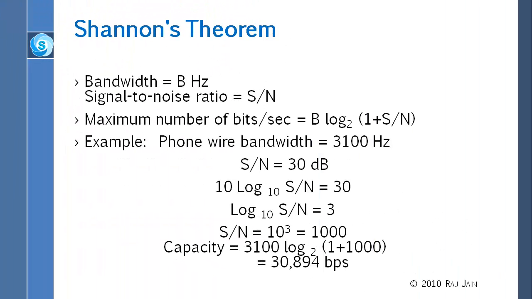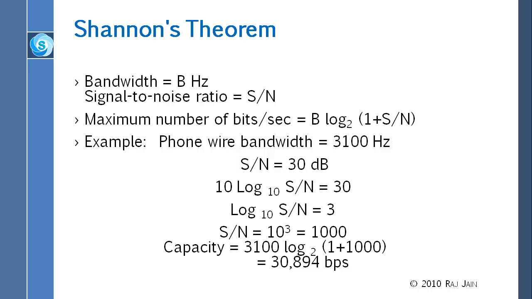Alright, the next theorem we have to teach you is Shannon's theorem, and Shannon, basically a professor at MIT, came up with the idea: what happens if you have noise? And he said that if your signal to noise ratio is S upon N, then you cannot get any more than B times log base 2 of 1 plus S upon N.